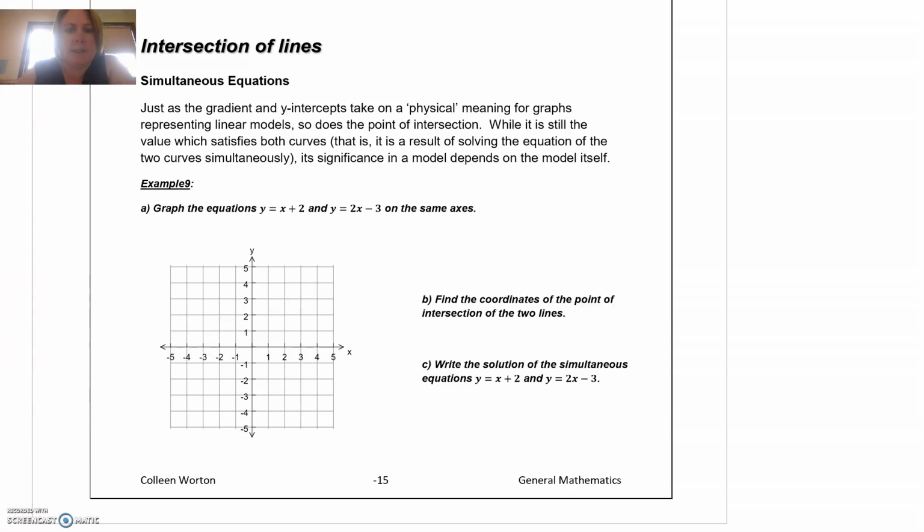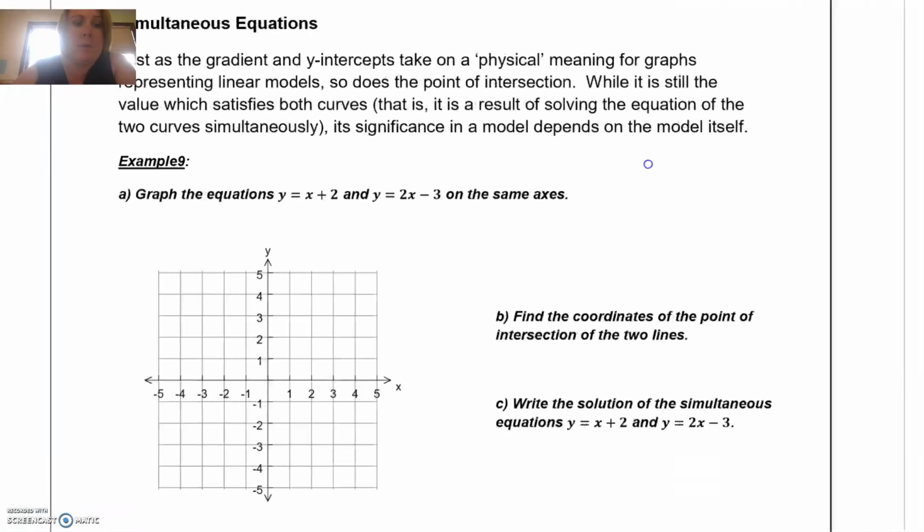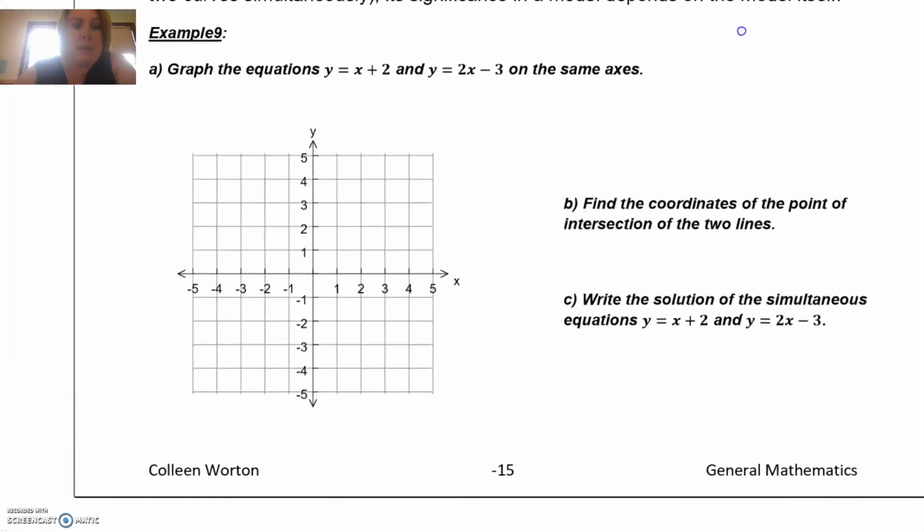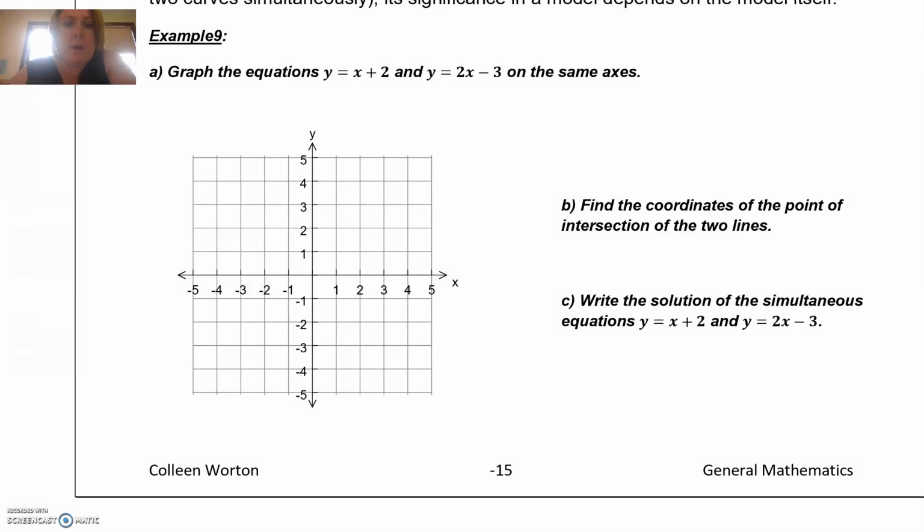Okay, two lines intersecting. You can find out where they intersect by either drawing them and reading off a graph, or by doing them simultaneously using simultaneous equations. We have to be able to do both. So I'll do this one first. Graph the equation y equals x plus 2 and y equals 2x minus 3.